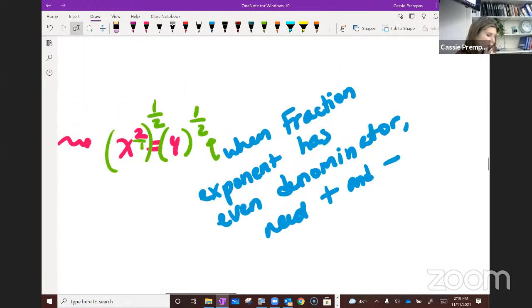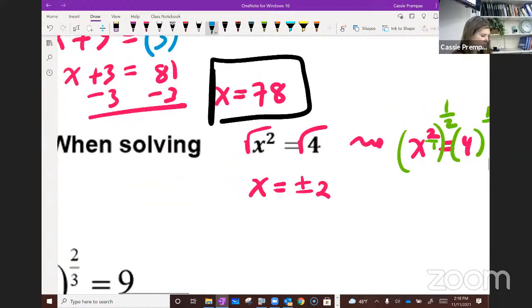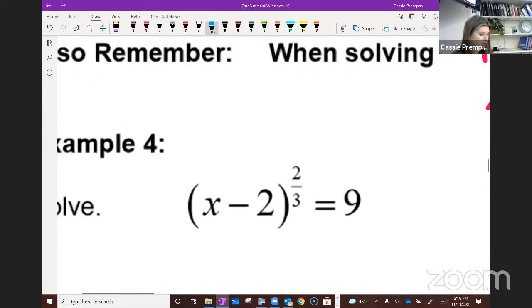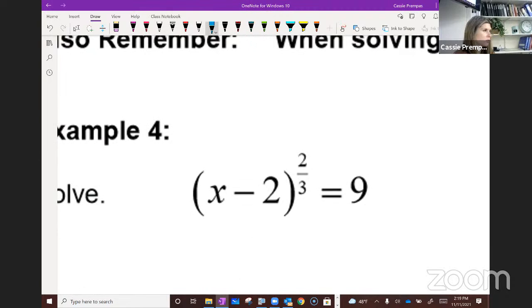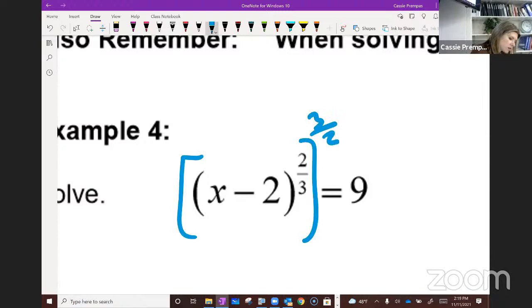When the fraction exponent has even denominator, you need a plus or minus. Like example 4. Because if I'm looking at example 4, what do I need to do first? Be careful. Those are terms. How do I get rid of this fractional exponent? Raise it to the reciprocal. So we're going to raise to the 3/2 power and raise this side to the 3/2 power.